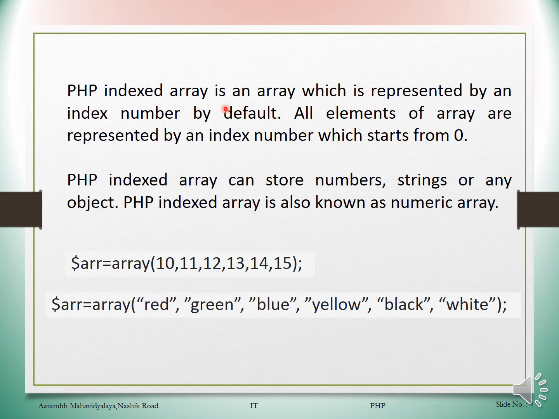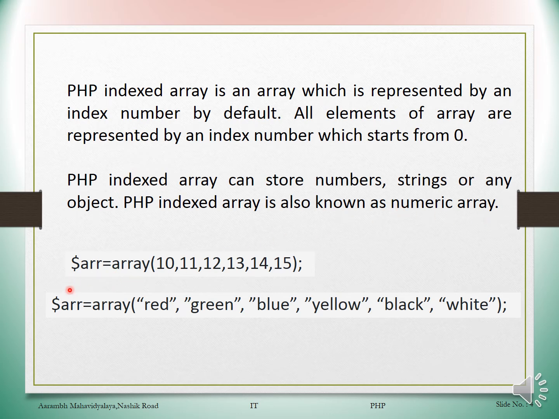PHP index array is an array which is represented by an index number by default. All elements of the array are represented by an index number which starts from 0. PHP indexed array can store numbers, strings or any object. PHP indexed array is also known as numeric array.